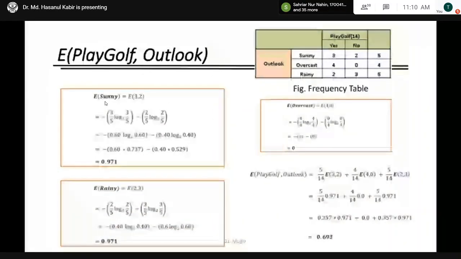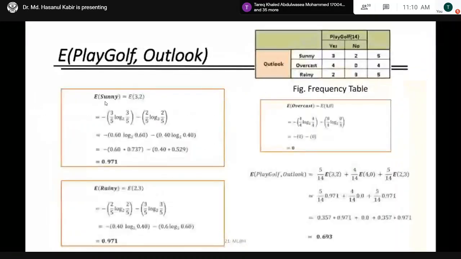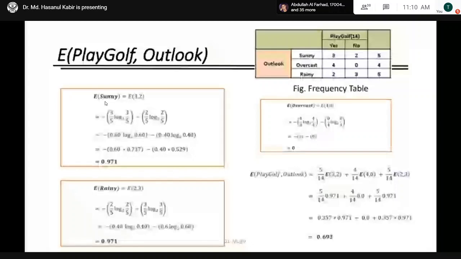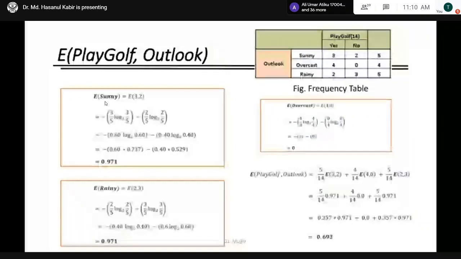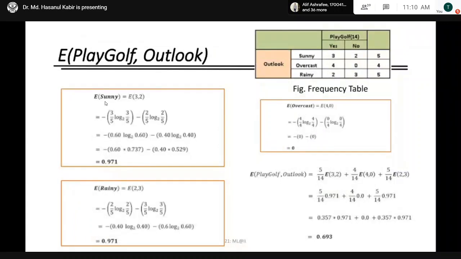And after you have chosen this particular attribute, outlook, what is the new entropy value after doing the split? 0.693. So don't you think your entropy has reduced? Yes or no? Yes, sir. So if the entropy has reduced because you have done the branching for this particular attribute outlook, that means your data has the tendency of becoming more and more pure. Yes or no?